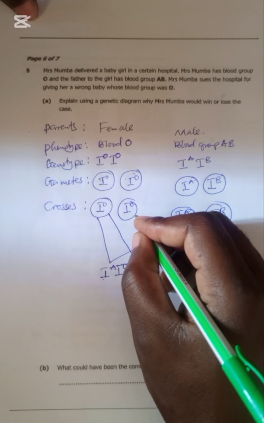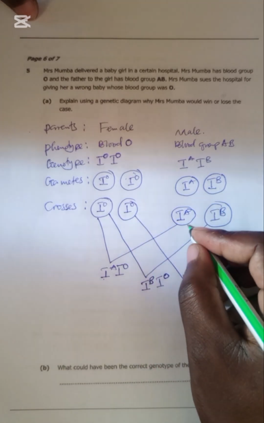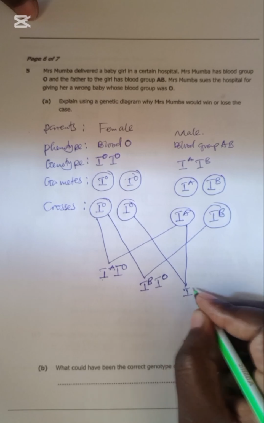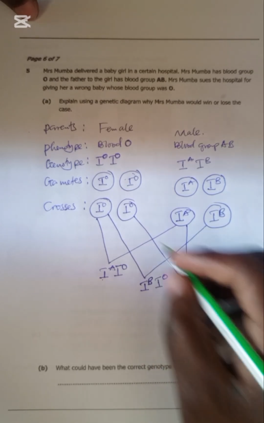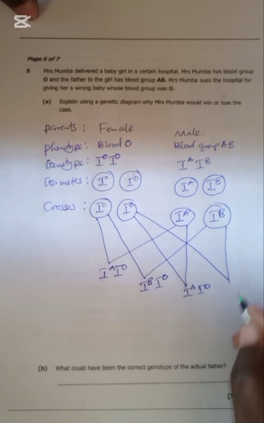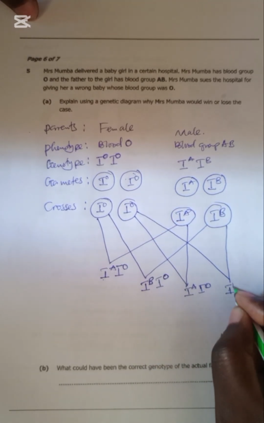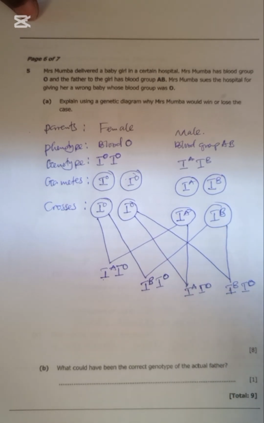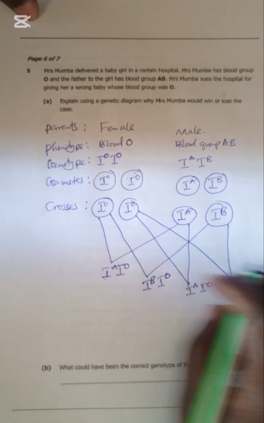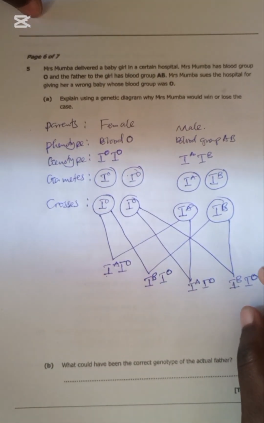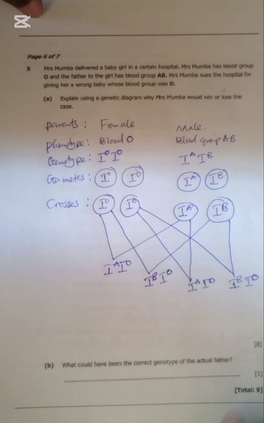And then this one also is going to be crossed with this. So this is still going to give us blood group A, which is dominant over blood group O. And then the last one is this one crossing with this, which is blood group B, which is dominant over blood group O. So these are the possible genotypes of the offspring that we have.